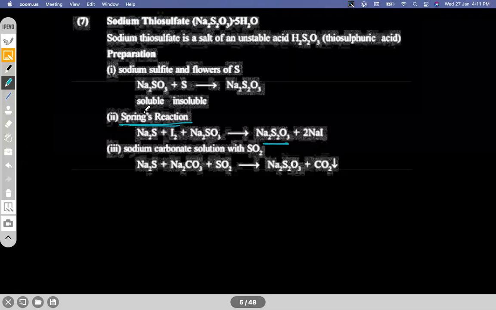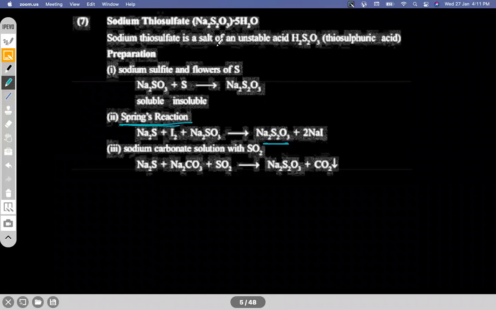Sometimes the question asks what compound we obtain in a Sprinkle's reaction. So we use this to prepare sodium thiosulfate, okay? And it is a salt of an unstable acid, that is thiosulfuric acid, H2S2O3. Only one reaction is important; it is being reaction, you must remember. Used to prepare sodium thiosulfate.